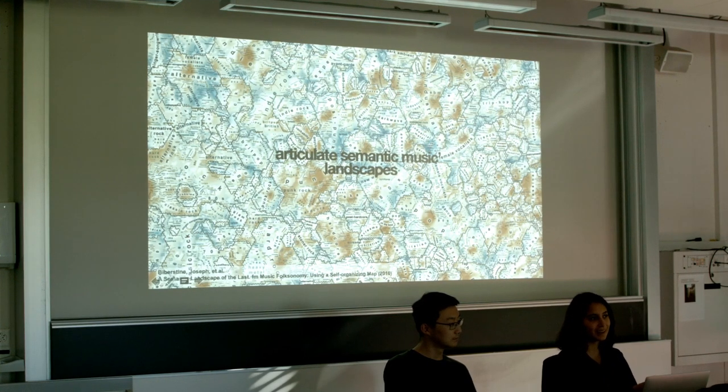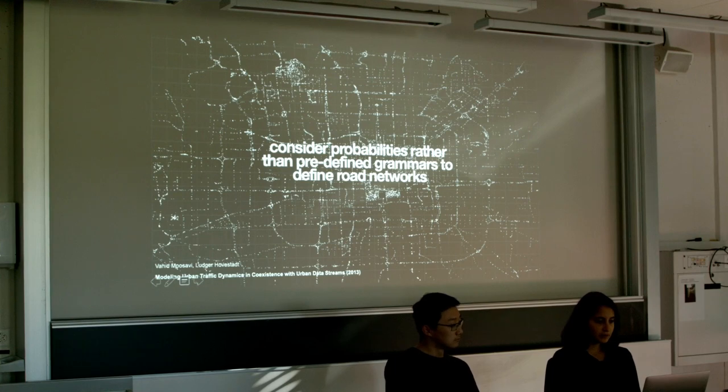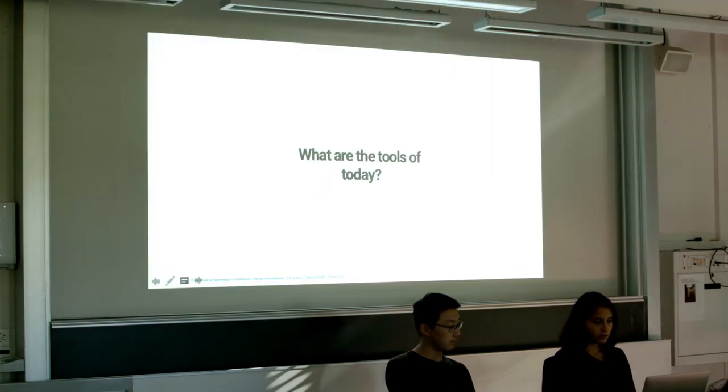So you can work with any type of data and create these amazing renderings where you can start discussing what you want to talk about. And the last example is this: consider probabilities rather than predefined grammars to define a road network. Here, a colleague of ours crawled GPS data from taxis, and he was able to render the city without even being there, just by knowing how they travel around the city. There are many questions regarding how you see a city and how you want to render a city, and in this course they should be personal to your requirements, or to what interests you the most.